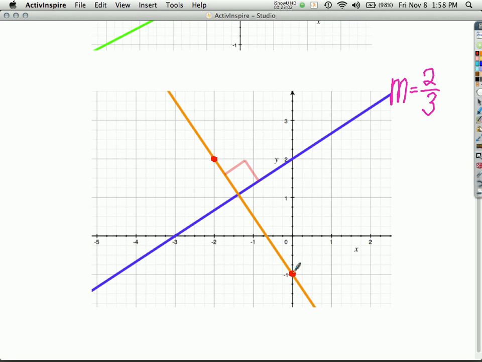And let's rise. And then we're going to run. So we rose 1, 2, 3. We ran to the left, so that's a -2. So the slope was 3 over -2. So what do you think? Was Alyssa right? What do you think?